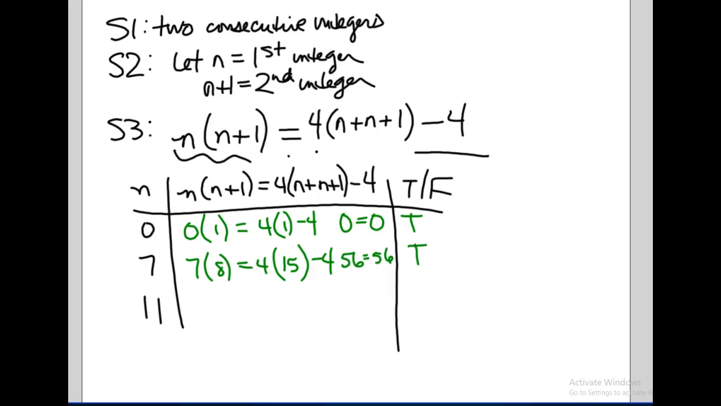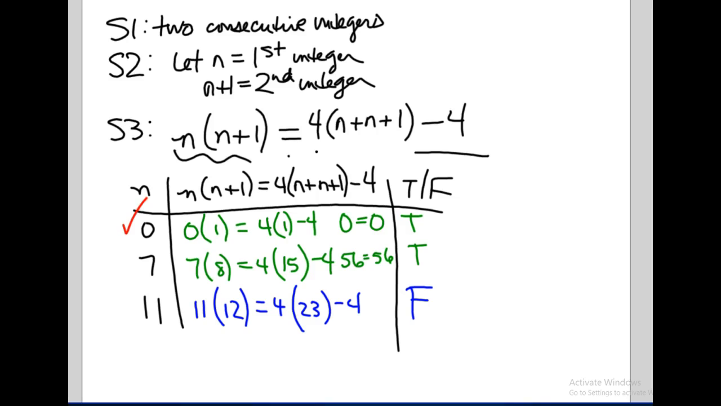Let's try 11. We've got 11 times 12 equals 4 times 11 and 11, 22, 23 minus 4. What's 4 times 11? 132? Okay, and then there's no way that's going to work, so it's false. Okay, so guys, look at this. Did you realize we had 2 trues this time? That can happen, but they want me to tell them 2 consecutive integers, so you get to choose.